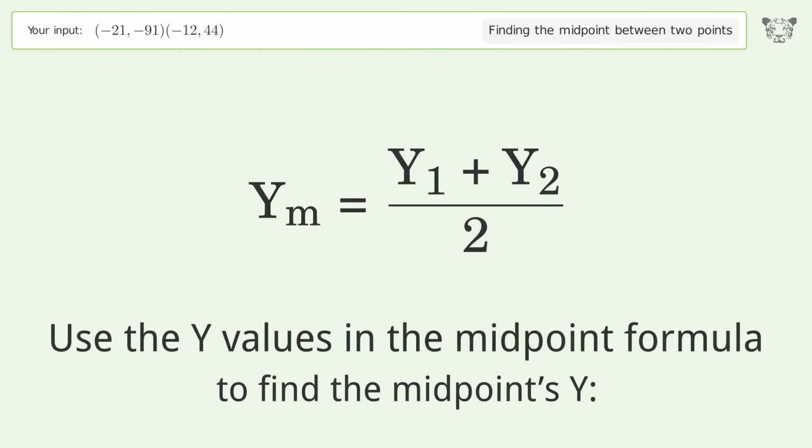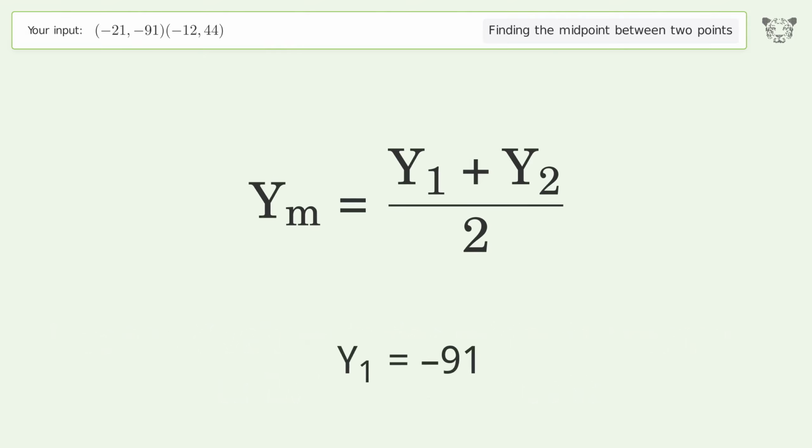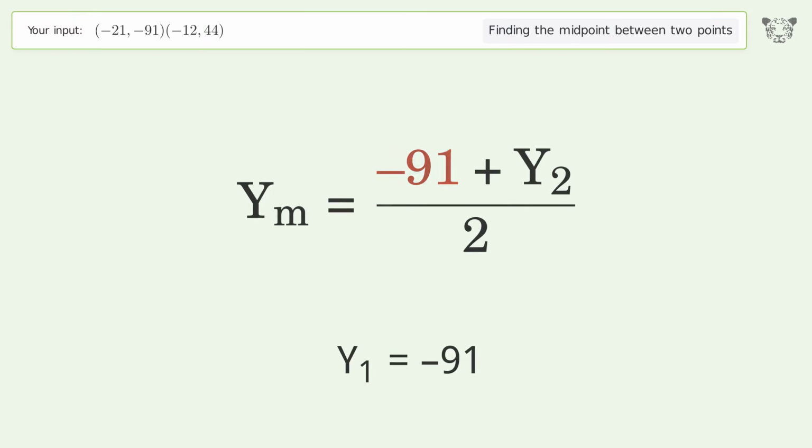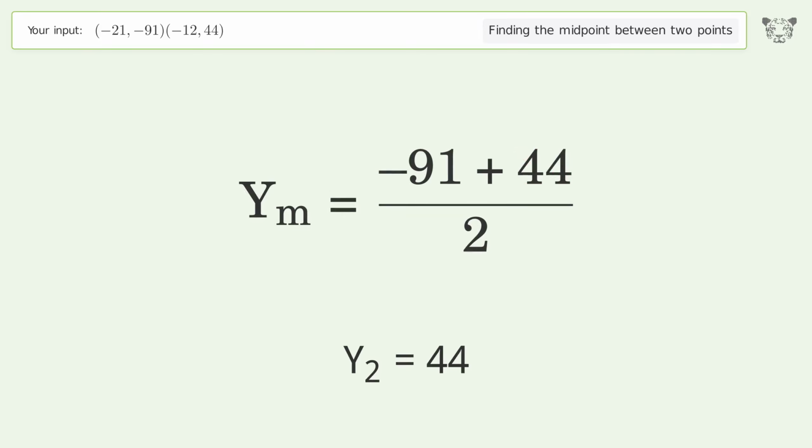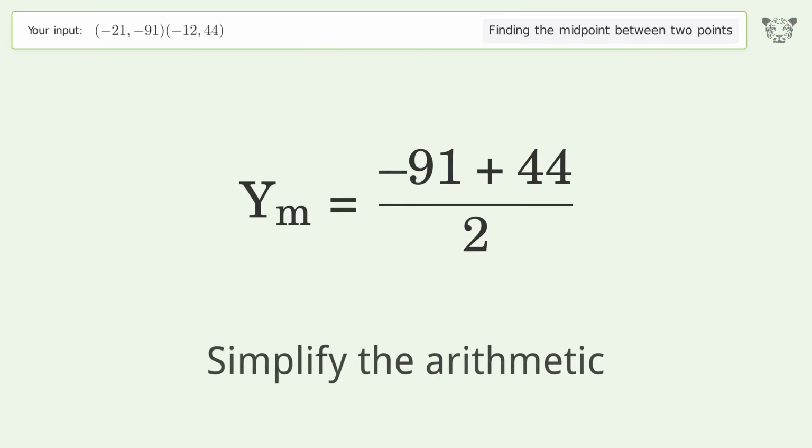Use the y values in the midpoint formula to find the midpoint's y. y1 equals -91. y2 equals 44. Simplify the arithmetic.